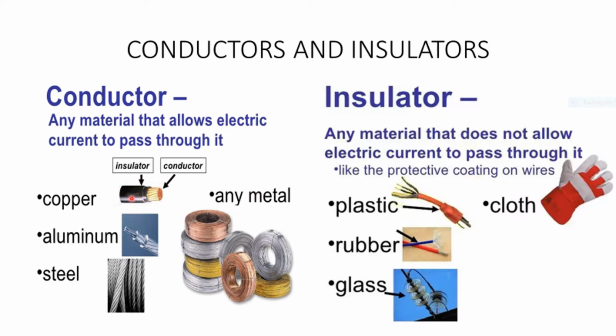Here we can see a combination of a conductor which can allow electric current to pass through, and a protective coating which is made of an insulator which does not allow electric current to pass through it. Examples of insulators are plastic, rubber, glass, or any material like cloth. So now we have understood what conductors and insulators are. Ones which allow electric current to pass are called conductors, and those which do not allow electric current to pass through them are called insulators.